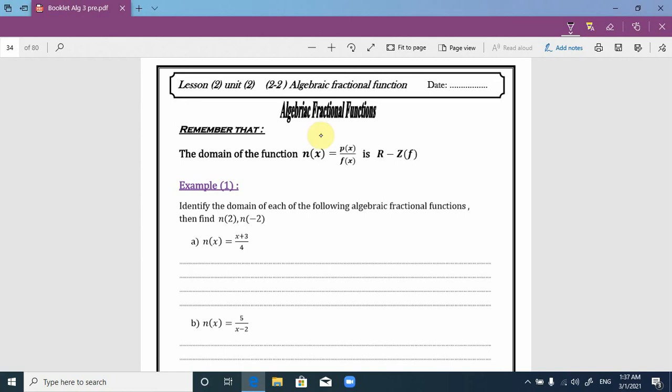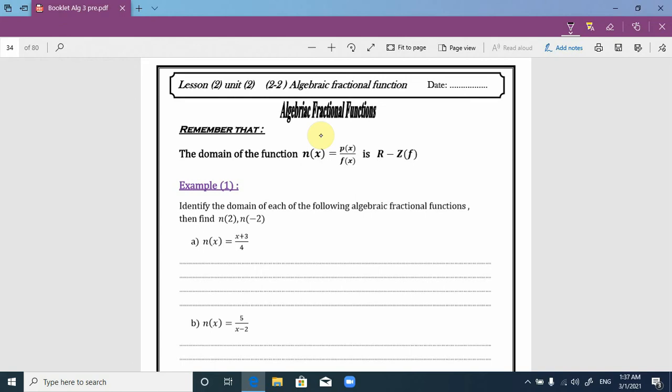Our lesson today is about the algebraic fraction function. What is the algebraic fraction function? The algebraic fraction function is in the form of b of x over f of x, where b of x and f of x are two polynomial functions.